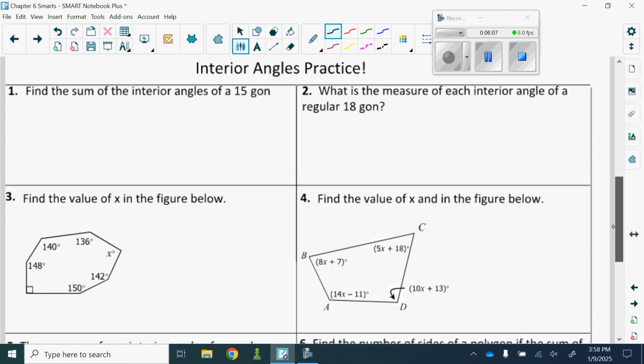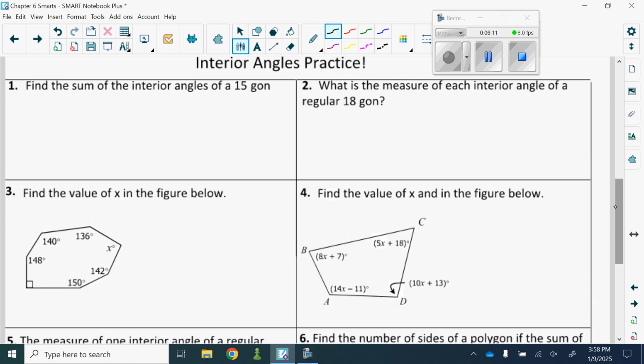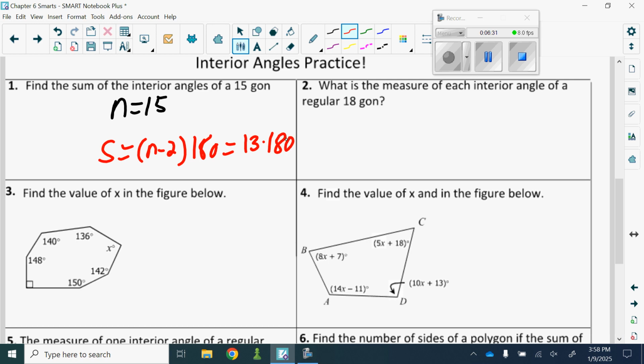Okay, let's do a couple examples. Let's look at one. Find the sum of interior angles of a 15-gon. So we have 15 sides, n is 15. So then we simply do S equals n minus 2 times 180. N is 15, so this goes to 13 times 180. And this goes to 2,340 degrees.